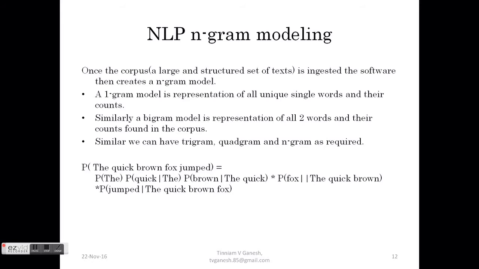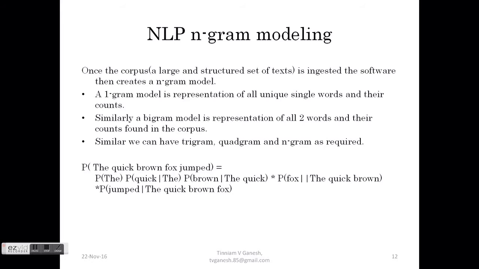That is, you take a large corpus of text. So it could be tweets, Facebook updates, news articles, blogs, or Wikipedia, and you create an n-gram model. For example, a 1-gram model would be a representation of all unique single words and the counts of those words. That is important. Or you could take a bigram model, which is a representation of all combinations of two words and the counts found in the corpus.